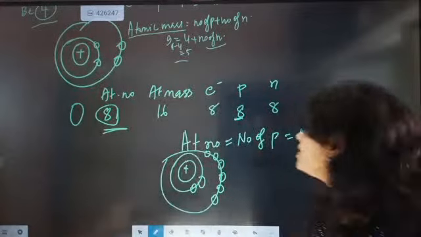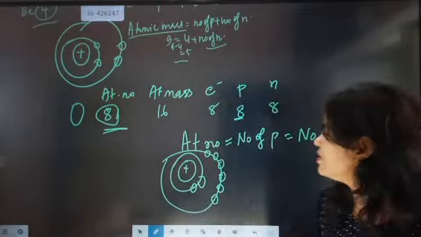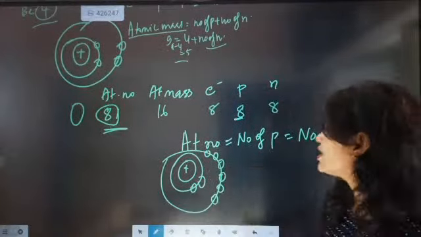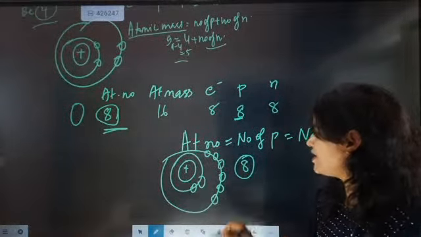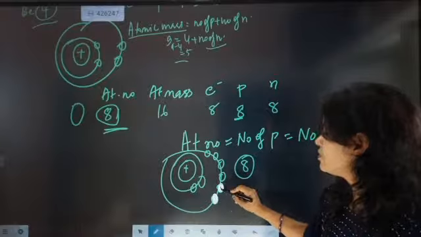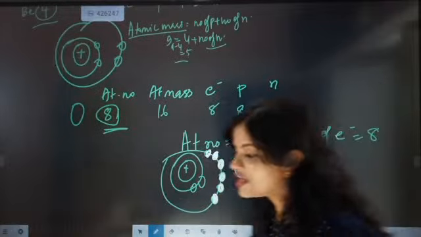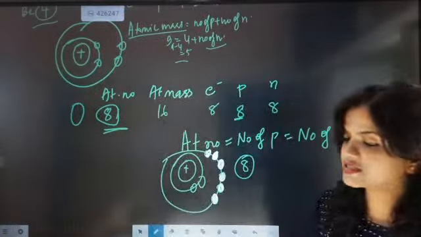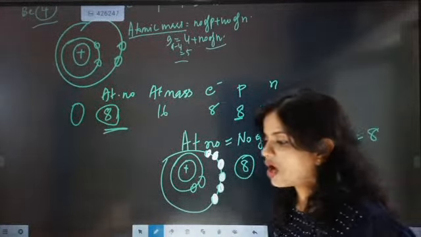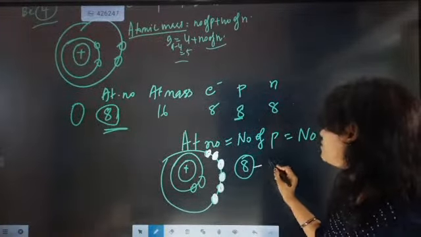Kanishka, 8. How many electrons are there right now? The capacity is 8. Count it and say. 1, 2, 3, 4, 5, 6. How many are here? 6. Total capacity is 8. How many does it have? 6. Absolutely correct, Satyashri. So now 8 minus 6.